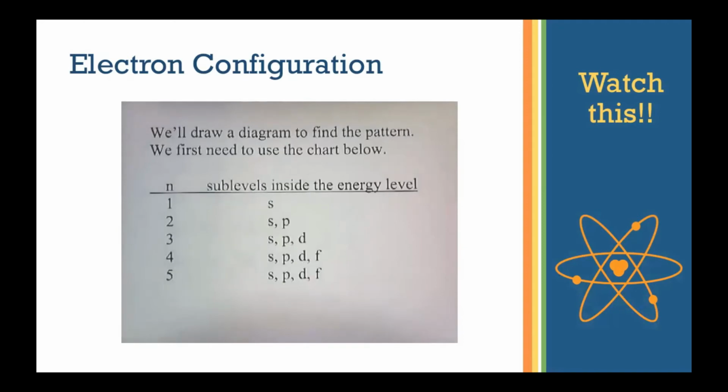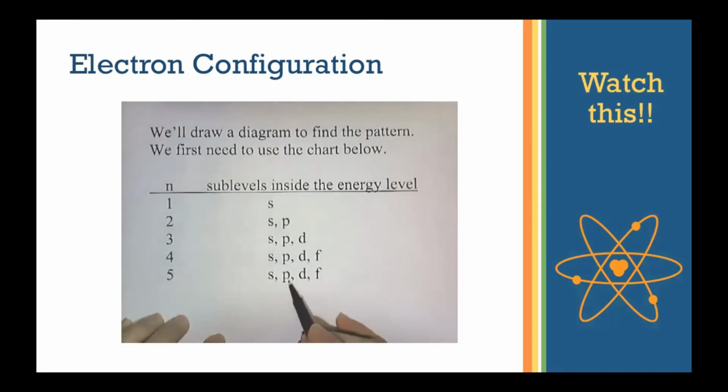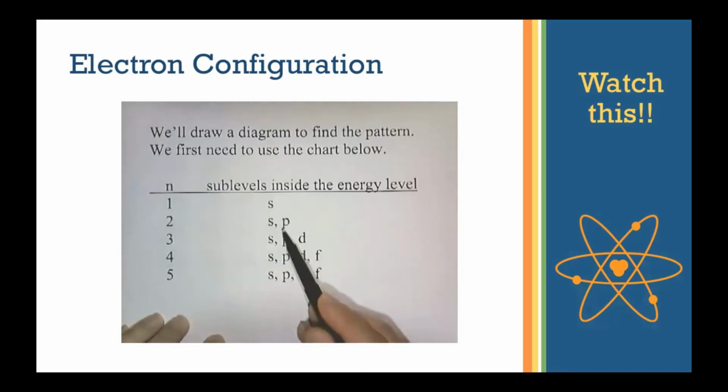Now we're going to use a diagram to find the pattern. First we need to use the chart below. This is a chart that you saw in the previous lecture, so you should have this memorized. The only addition is that in the 5th energy level, there's S, P, D, F, and I think G comes after F, but usually you don't go any further than F. So just remember that these are the sublevels inside each of the energy levels. We could take this out to 6, 7, and 8 and just keep writing S, P, D, F, but we only need to go up to 5.